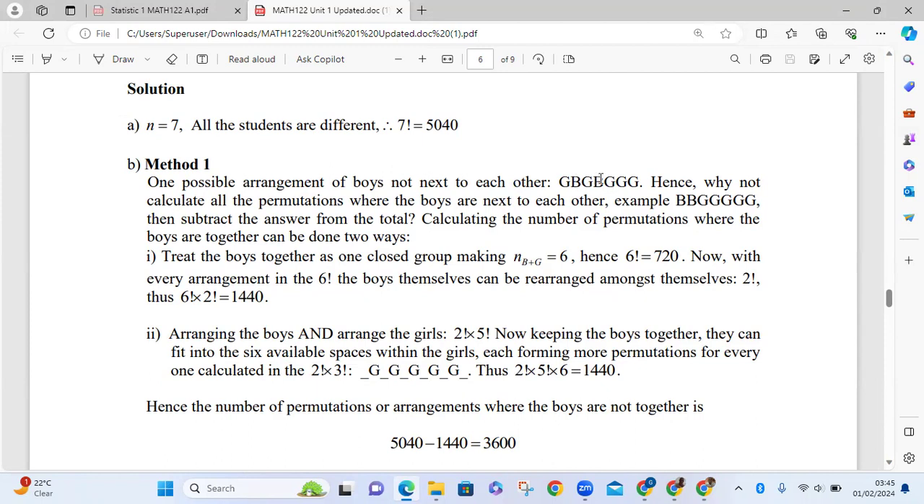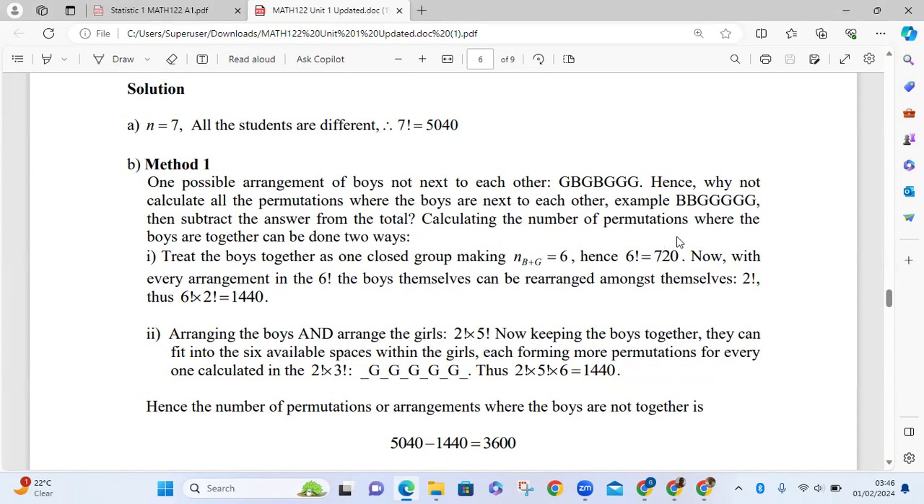So one of the ways is like that. You've got a boy, a girl, a boy, a girl, a boy, and a girl, girl, girl. So as you can see, the 2 boys are not next to each other. And it's 2 boys. So why not calculate all the permutations where the boys are next to each other? So treat the boys as 1, group them up, then subtract the answer from the total.